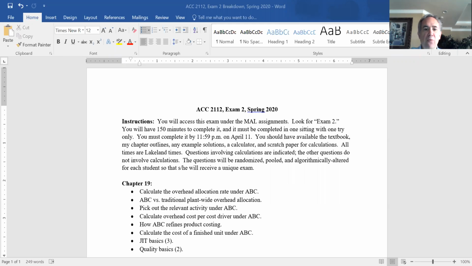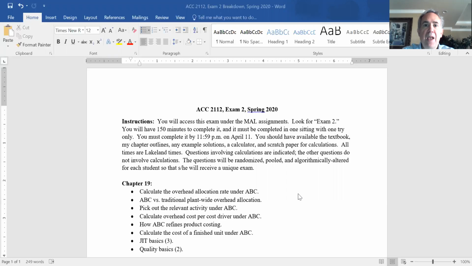So let me go ahead through this breakdown, starting with chapter 19. If you have any questions as we go through, please let me know. Chapter 19 is about activity-based costing, just-in-time inventory, and also quality. First of all is to calculate the overhead allocation rate under ABC, or activity-based costing.